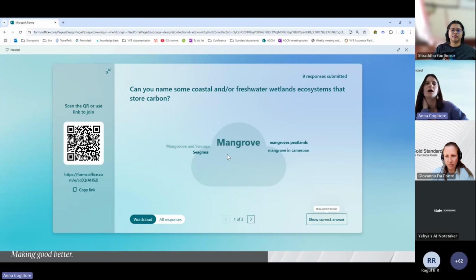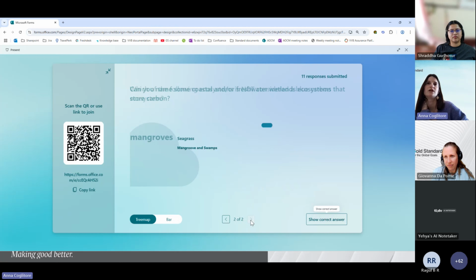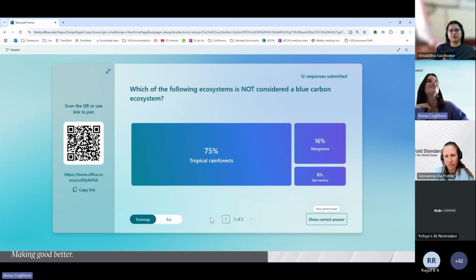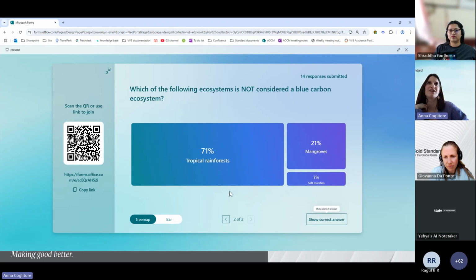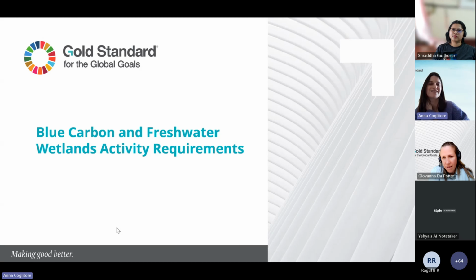Mangroves and swamps, seagrass, mangroves, peatlands, mangroves in Cameroon. Super nice. Tidal marshes, yes. Let's go to the next question as well, which you have already answered. Thank you. So which of the following ecosystems is not considered a blue carbon ecosystem? Of course, it's tropical rainforest. Congratulations, all of you.